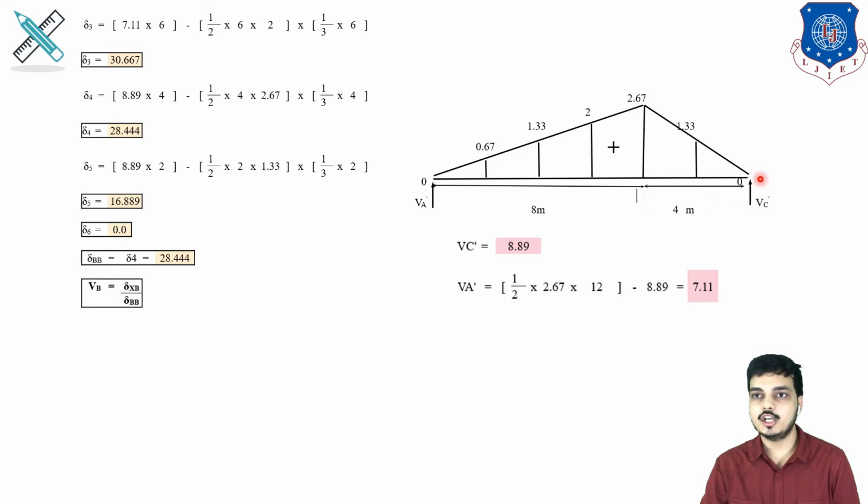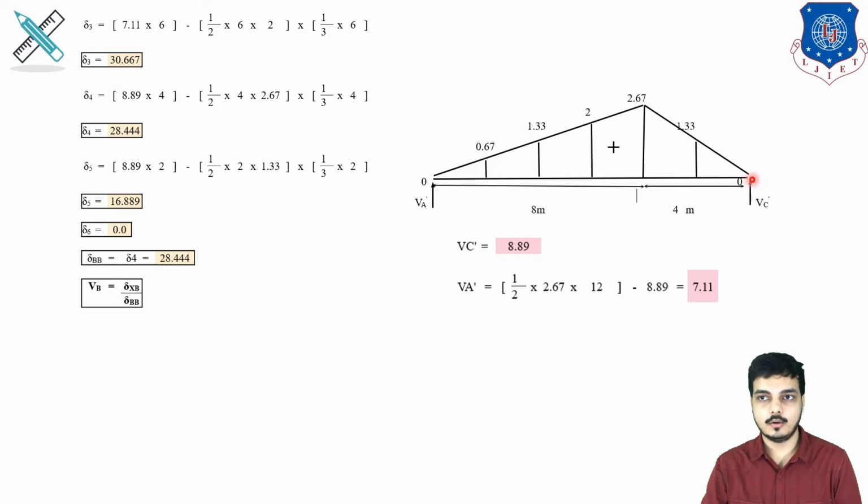You can use this also, or either you can go from this side also, like VC dash into 4 meter, 8.89 into 4, minus this small triangle, half into 4 into 2.67 into, from here you can see, 1/3 of 4. I have done from this side, you can also calculate from this side. Now for delta 5, which is at this point, it is VC dash into 2 and this triangle, 1/2 into 2 into 1.33 into 1/3 of 2. So in this way we can find out all the deltas.